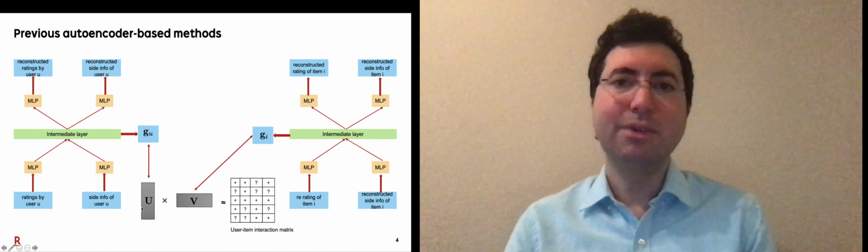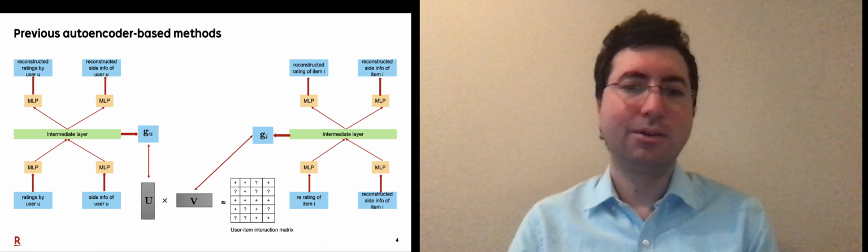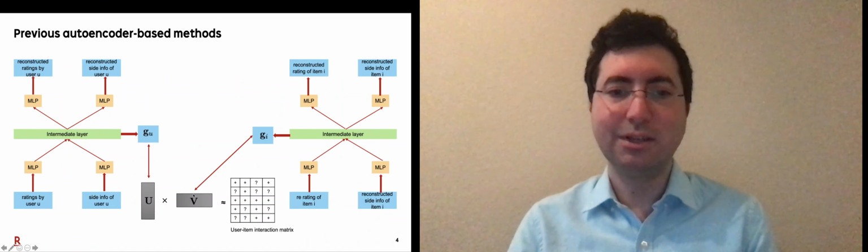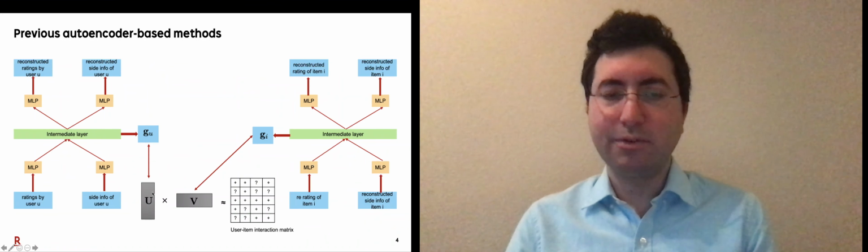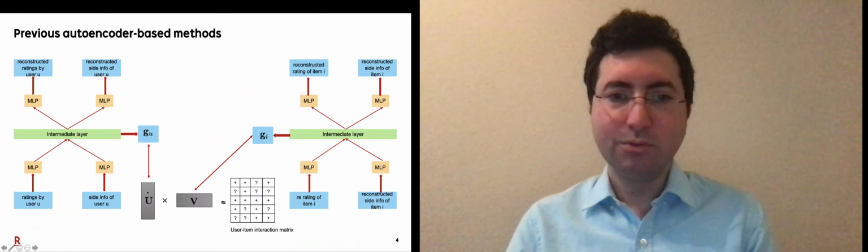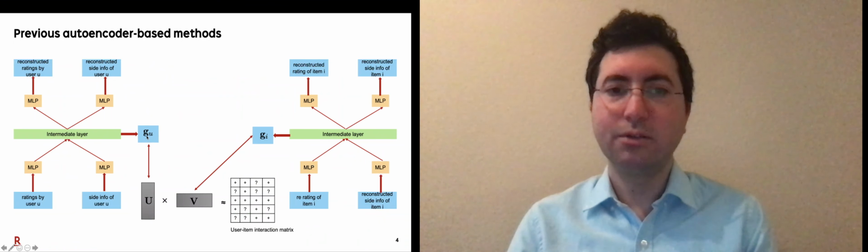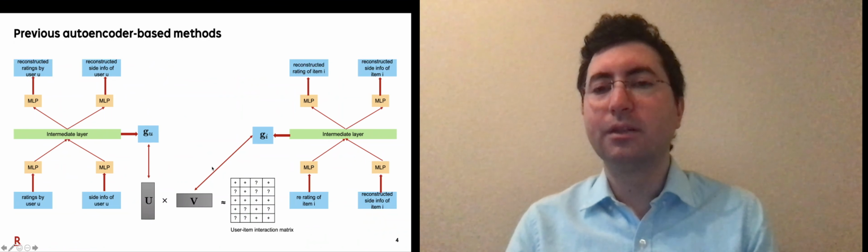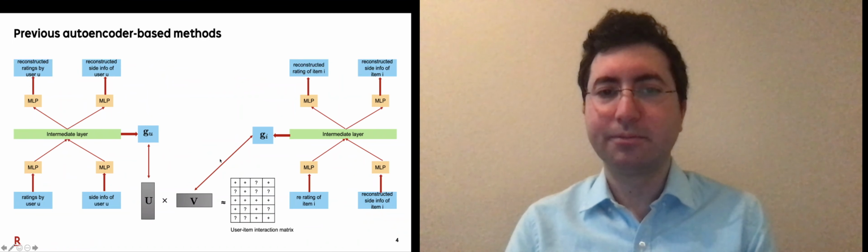But it is well known that matrix factorization overfits easily. So to prevent overfitting, the previous works try to keep U close to the user neural representations and keep V close to the item neural representation.